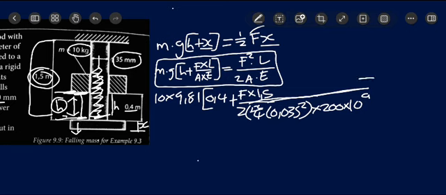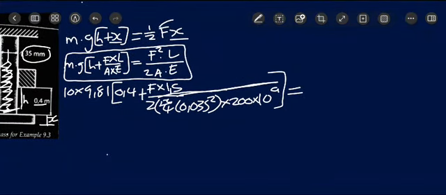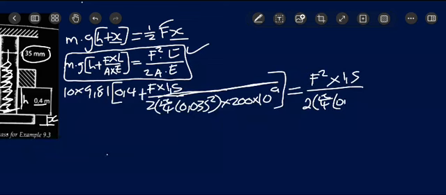Then all of this must be equal to F squared, which we don't know, multiplied by the original length 1.5, divided by 2 times the area, which is pi over 4 multiplied by the diameter 0.035 squared.